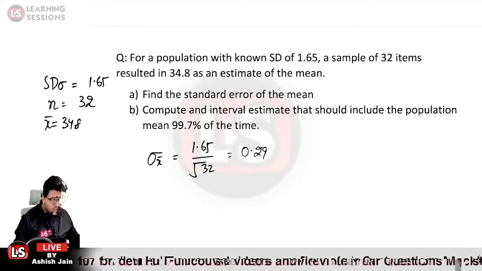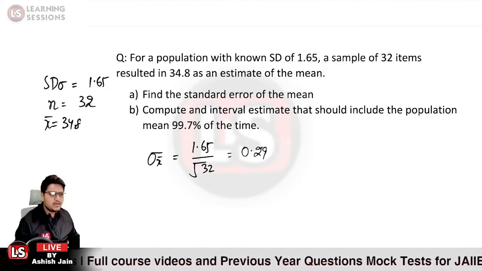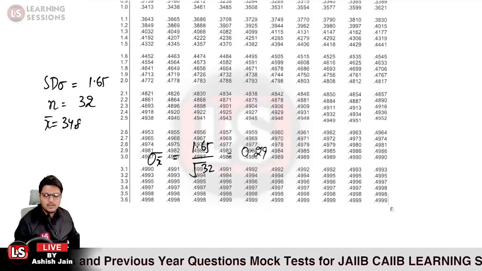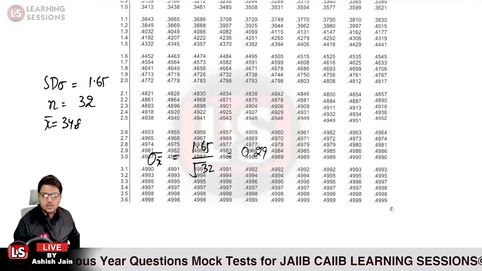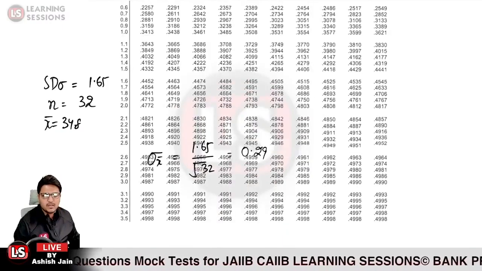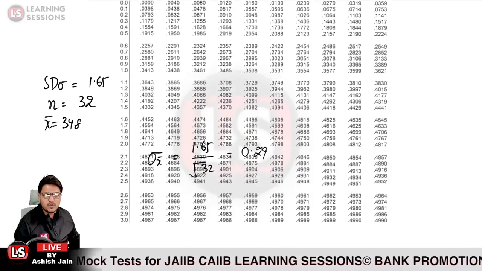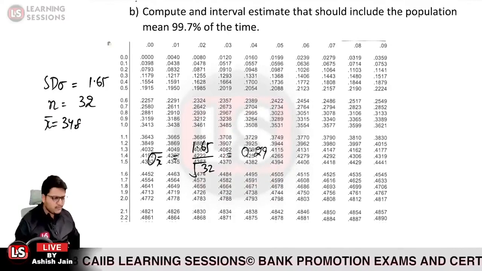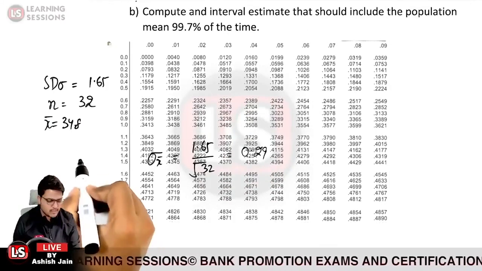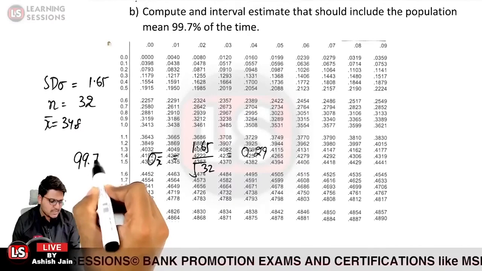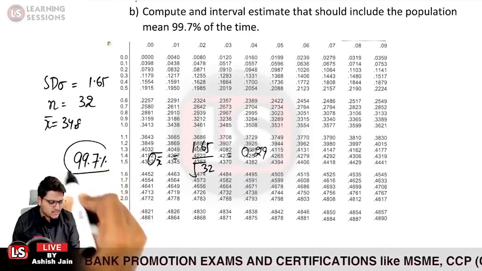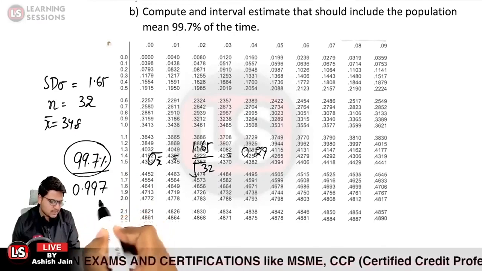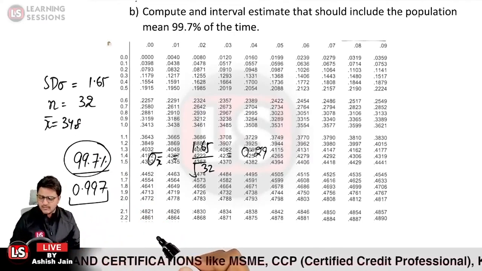Okay, so we have the z table over here with us. Let me just paste the value. It must be visible over here. It's related to 99.7%, not 99.99. In decimal, this value would be equal to 0.997.